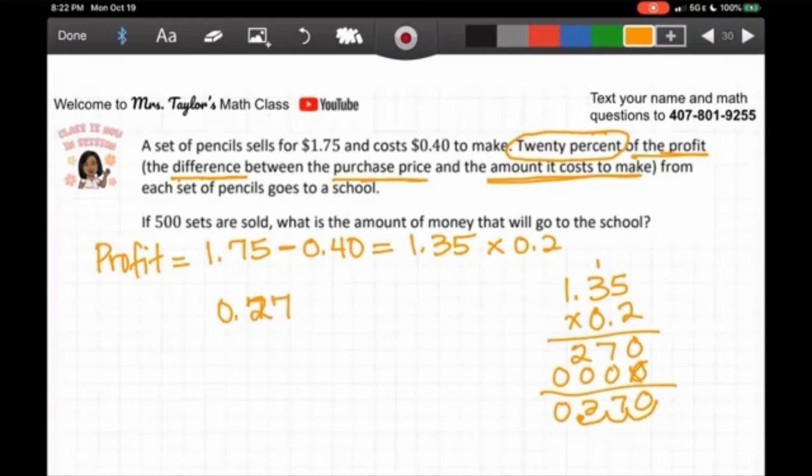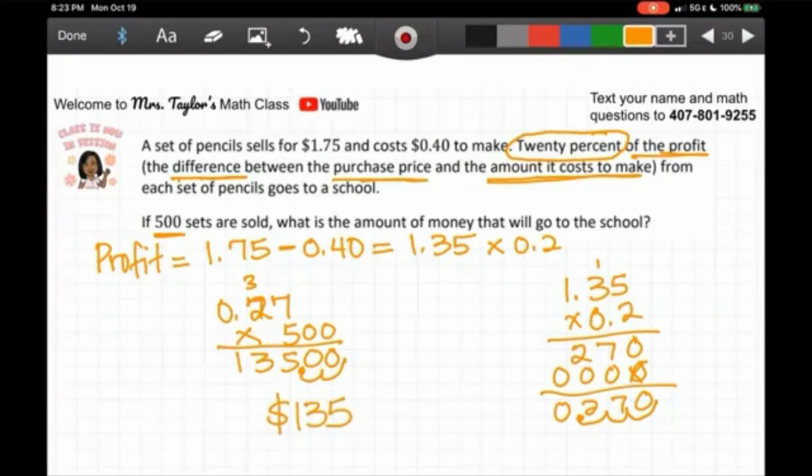Okay? And then they're going to multiply this by 500, and that's going to be 13, and you have to go 2 decimal places. So the school profit is only going to be $135.